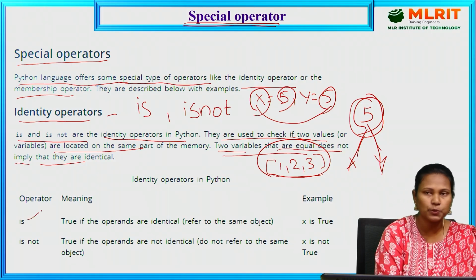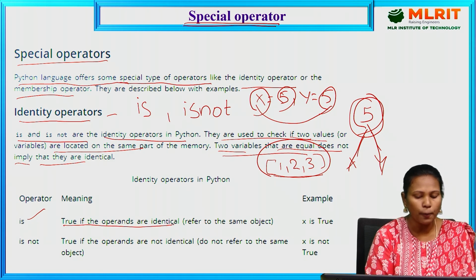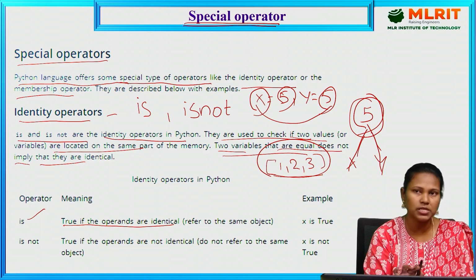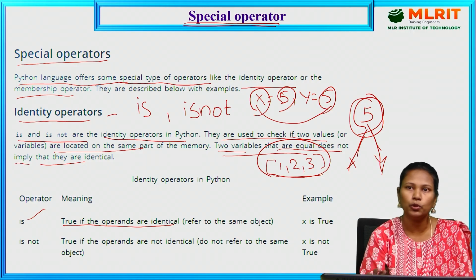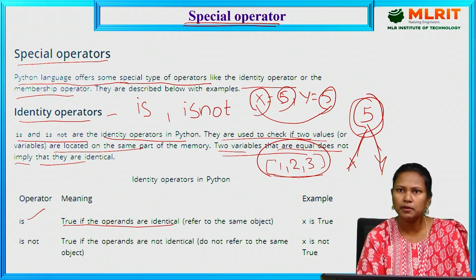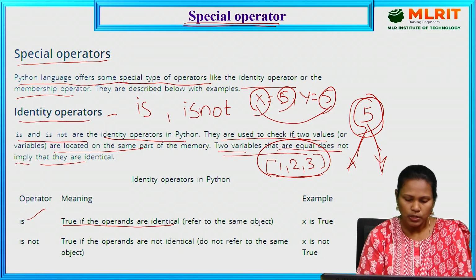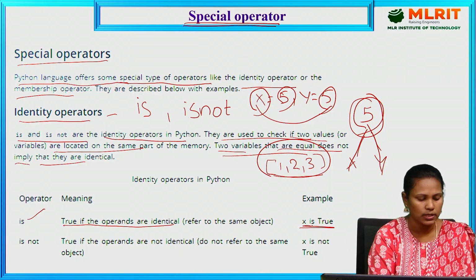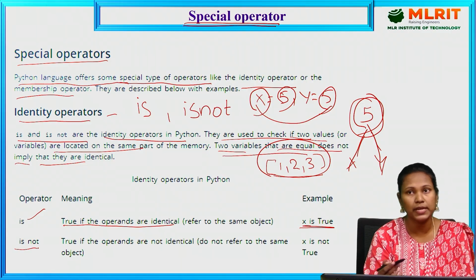Now, the first one, is, is true if the operands are identical. If the location is the same, we can say that both are identical. If the values are the same, it is identical. x equal to 5, y equal to 5. Yes, both are identical, so x is y is true. Both have the same values, or the same location, so we can say it is identical.